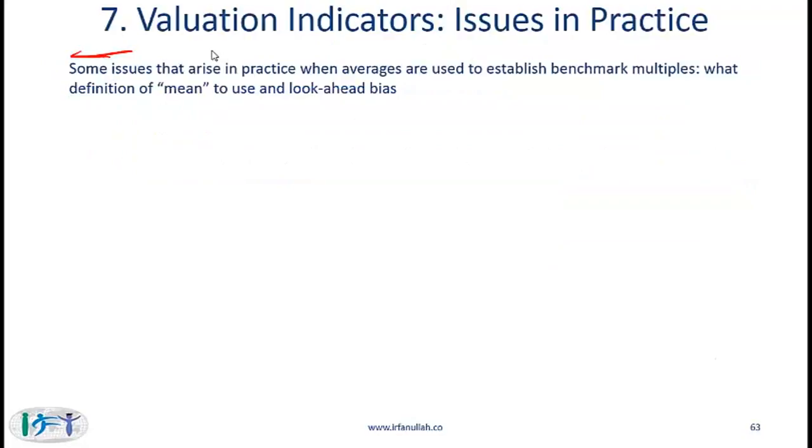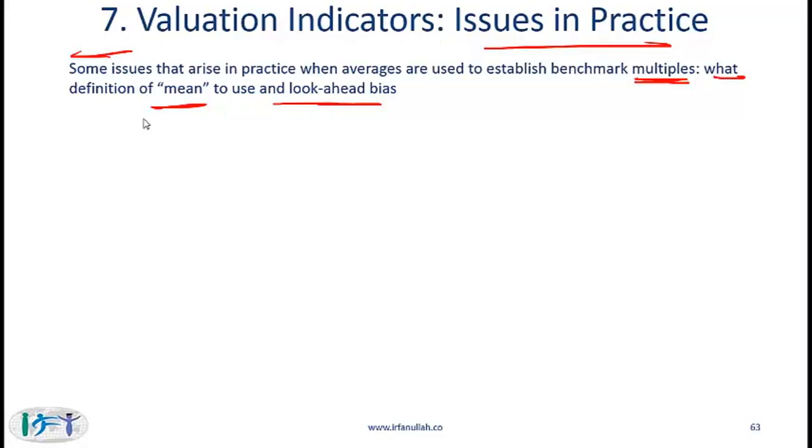Section 7, which is the final section in this long reading, some issues in practice. Some issues that arise in practice when averages are used to estimate benchmark multiples include the following. What definition of mean to use? And another issue is one that you have memorized maybe or heard of at level 1, called look-ahead bias, and here we'll actually understand what this means.